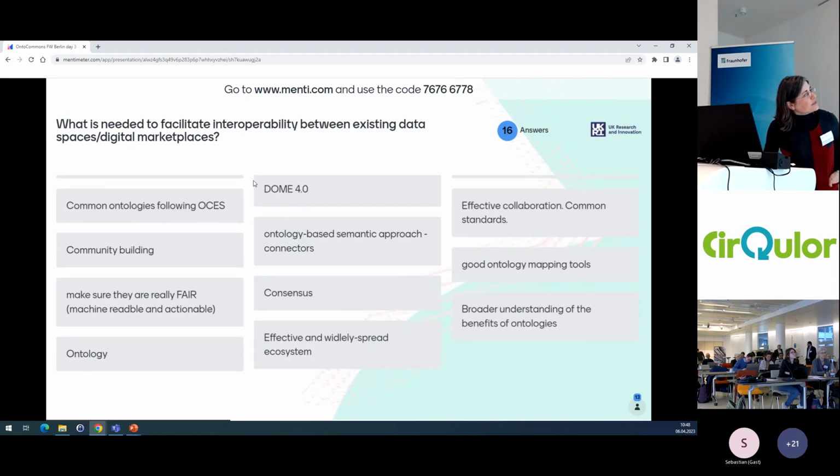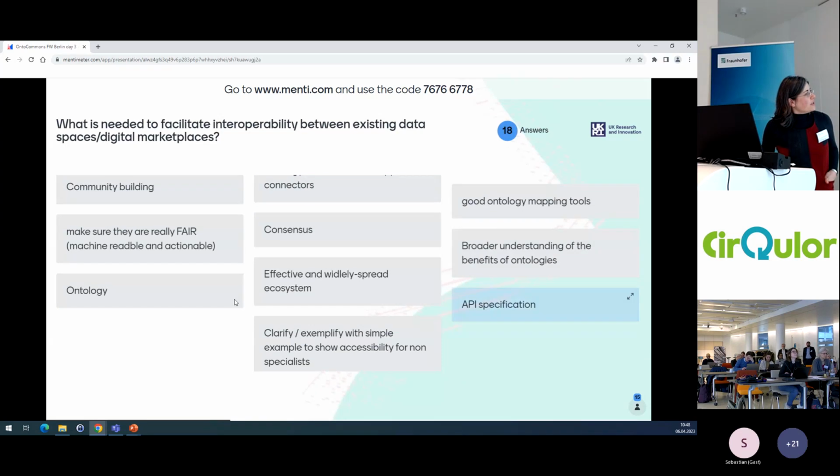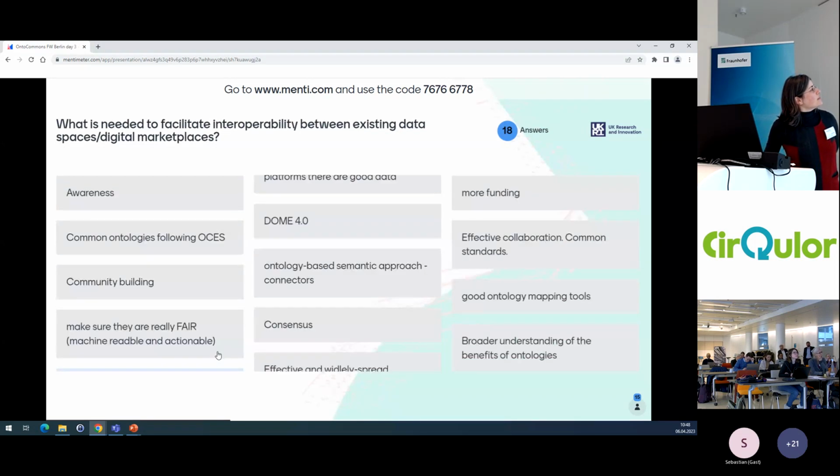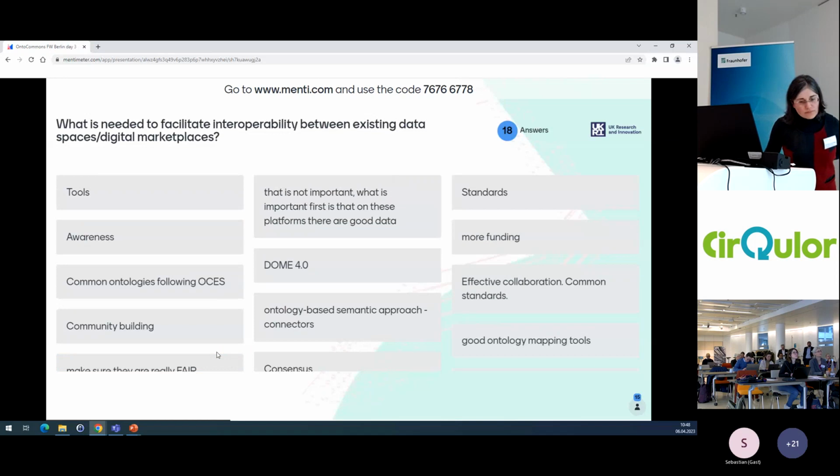Effective collaboration, common standards, good mapping tools. This probably is from before, broader understanding. API specification, make sure that they are really FAIR. I guess these are answers to the previous question, if I'm not wrong. More funding.